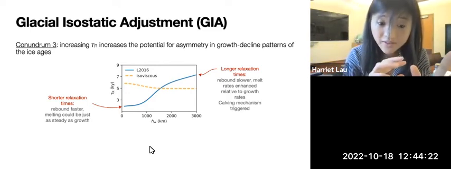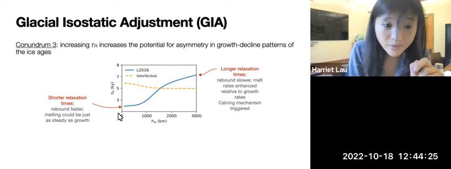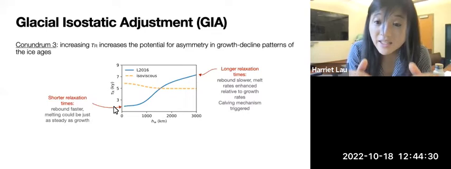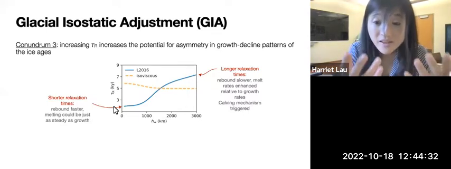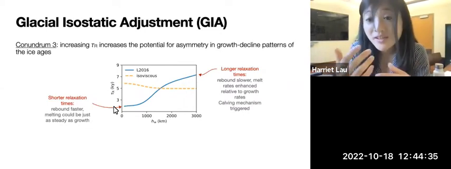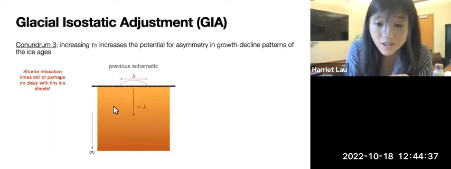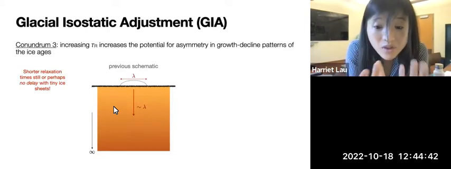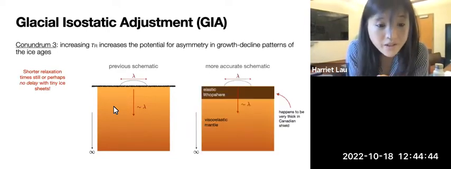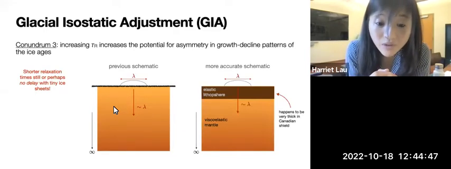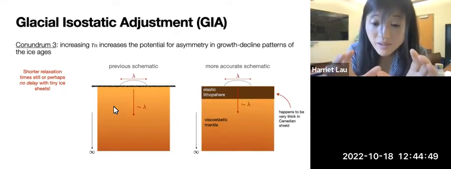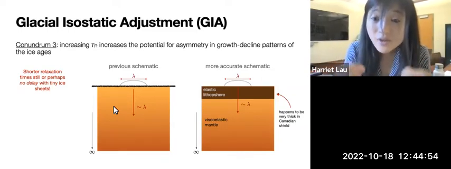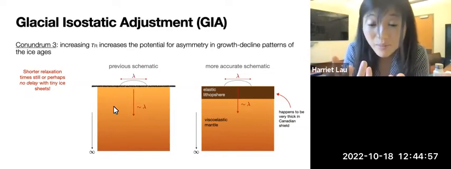In contrast to this, smaller ice sheets, so if we look on this side of the diagram, have shorter relaxation times. And so they rebound much faster. And so in this scenario, melting could be just as steady as growth. Moreover, I simplified the discussion earlier on. Here was the previous schematic I showed you. In reality, the situation is more like this. We have a really thick tectonic plate, especially under the Canadian Shield, which basically behaves elastically. So very small ice sheets might not even have much delay at all.